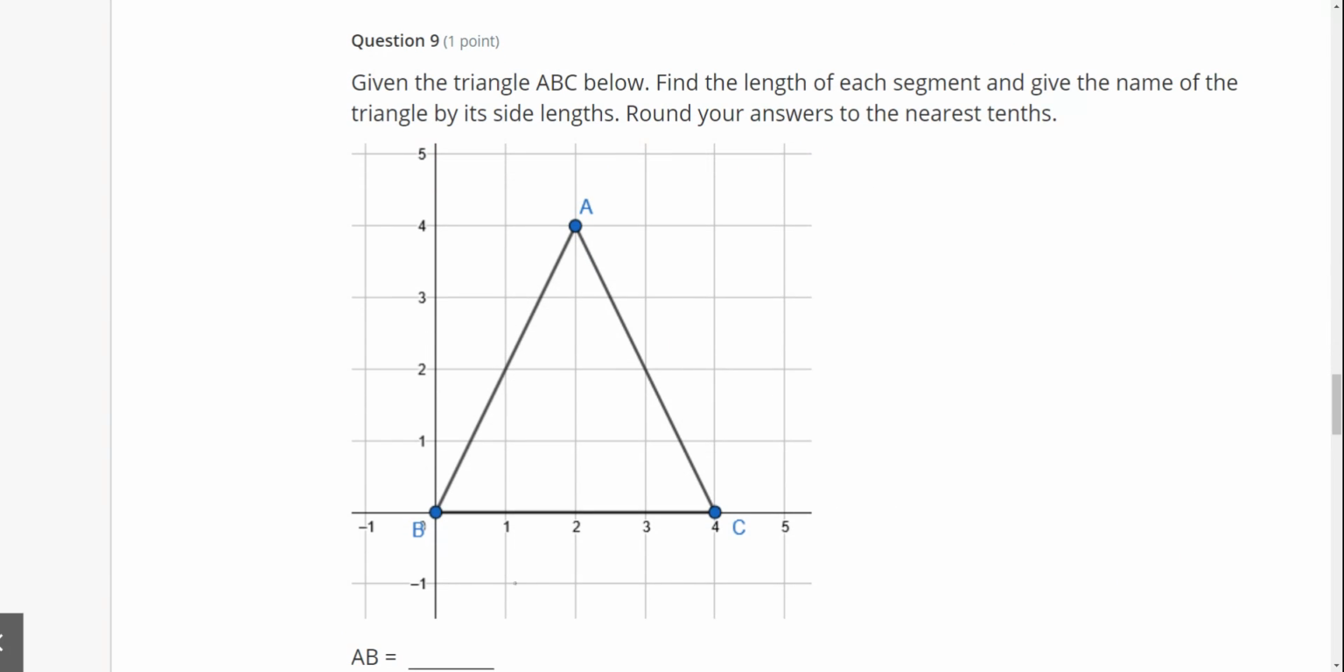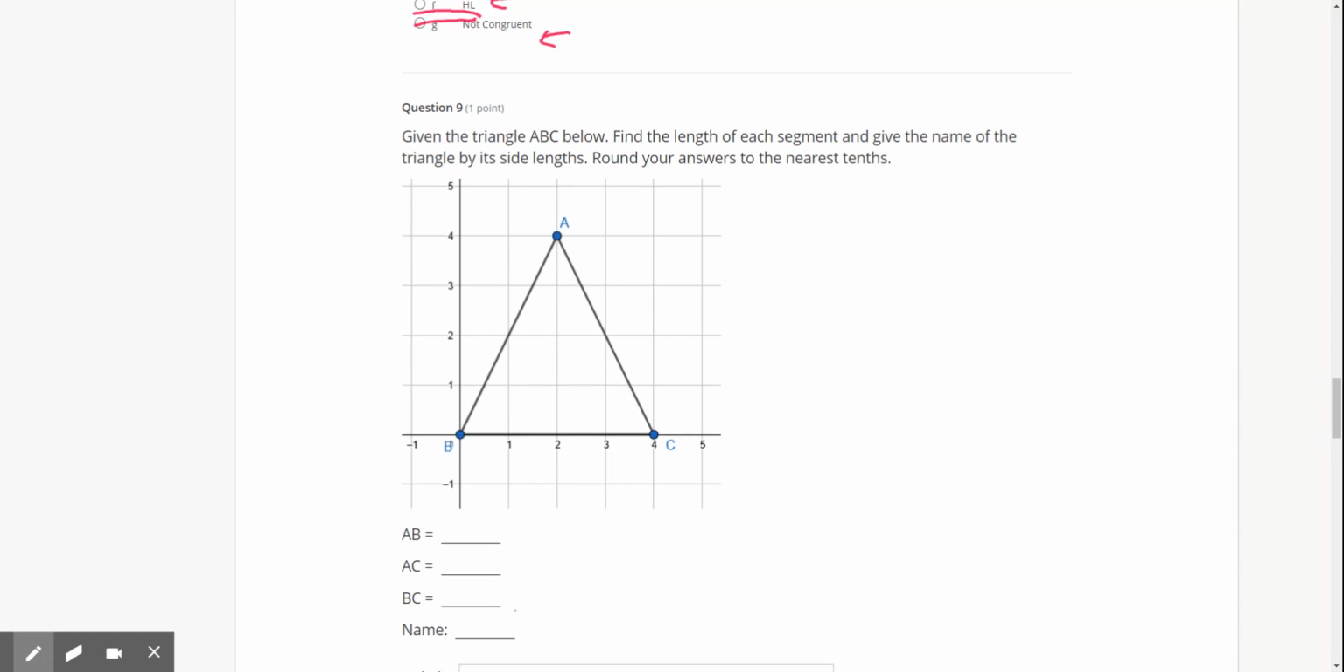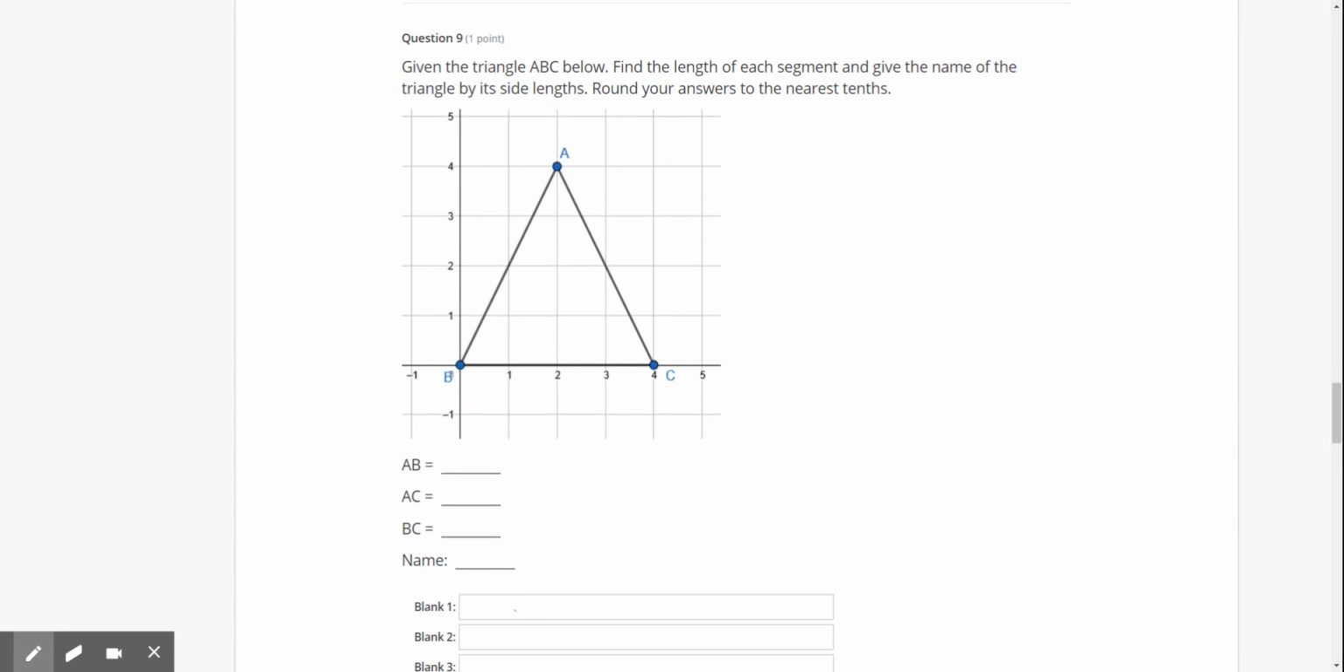Number 9 is kind of a beast of a question. How'd you tackle number 9? It's a lot to do in it. What would you find first? The length. And which length would you find first? A, B, B, C, or C, A? Okay, so how do I find AB's length? I'm trying to find this length.